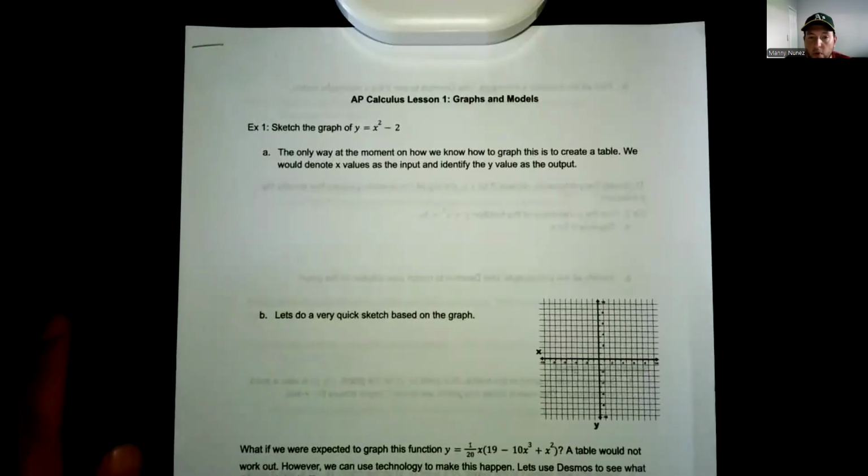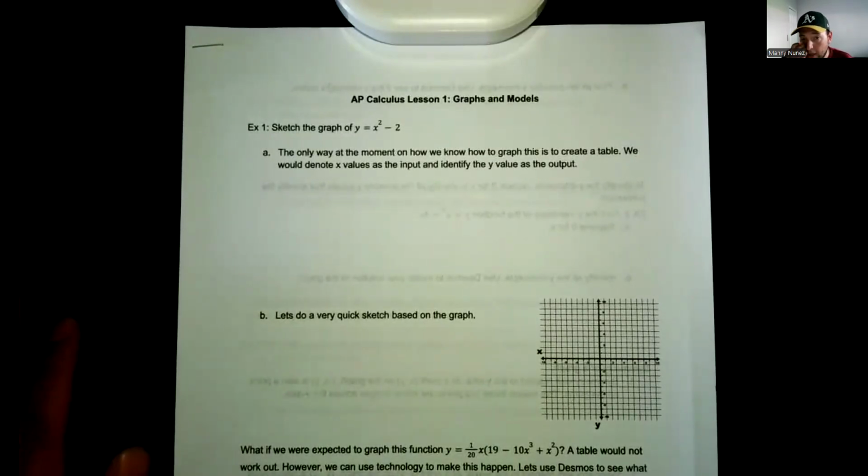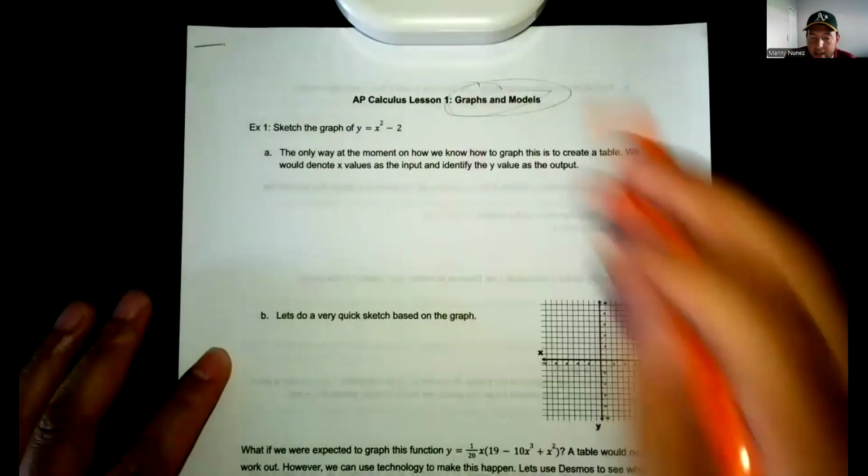But in this case, what I definitely want to go over is a review to get you ready for AP Calc. So this first lesson will be called AP Calculus Lesson 1, Graphs and Models. They love graphs, but the biggest thing is they want you to sketch the graph quickly. But before we do any of that, our biggest goal is for you to understand what graphs look like and how we make those applications on our graphs.